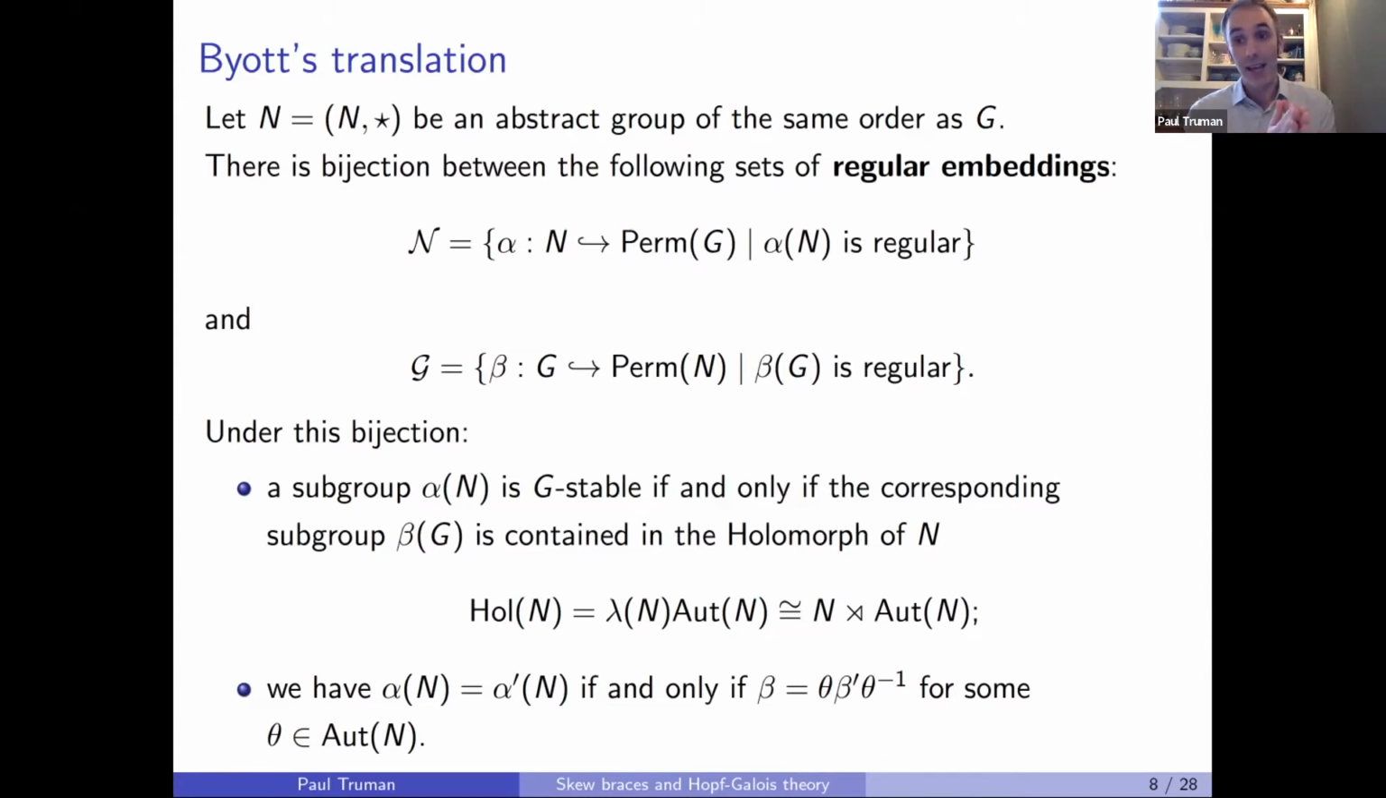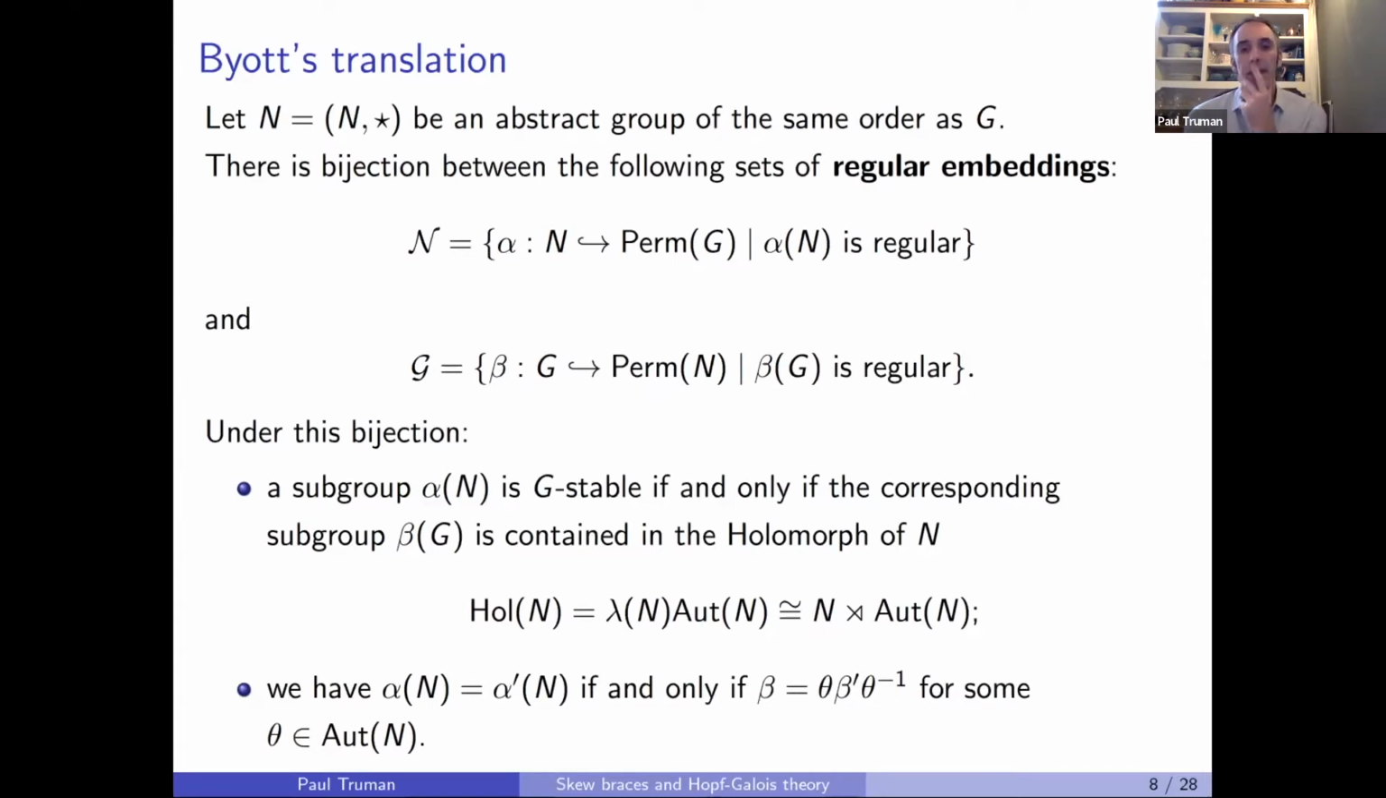I've been thinking about N as actually being a regular subgroup of Perm N, and just for now I want to step away from that a little bit. Let N be an abstract group of the same order as G, and because I'm heading in a brace kind of direction, I want to label the binary operation on N. So the binary operation that N starts out with, I'm going to write as star. And then Nigel's so-called translation theorem says that there's a bijection between these two sets of regular embeddings. A regular embedding is an embedding whose image is a regular subgroup.